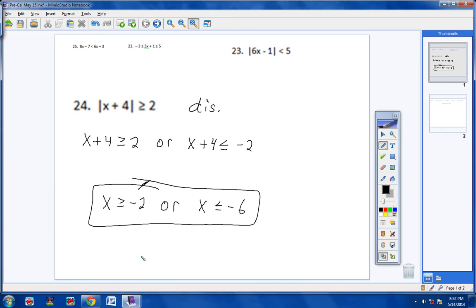If you were to graph this, you would have a point at -2. It'd be a closed point. And you would have a point at -6. It'd be a closed point. X is greater than -2 going this way. X is less than -6 going that way. And there we go. Okay? Now let's go ahead and take a look at the next problem.